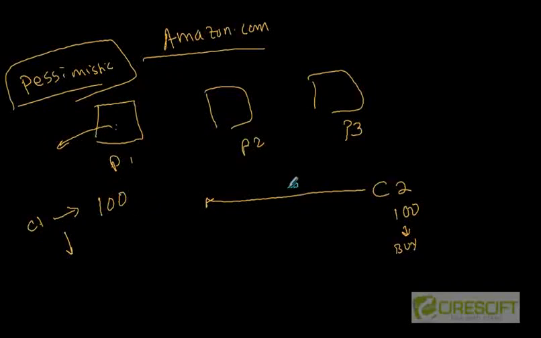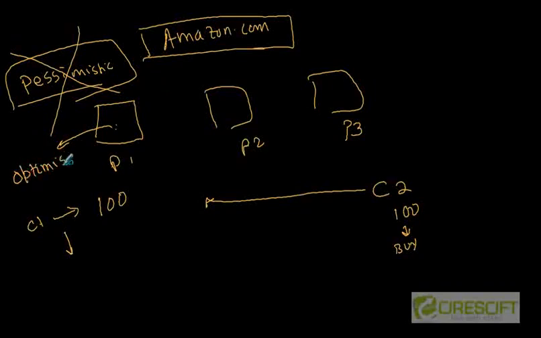So in that case, customer C2 probably waits, and if the wait time is so high, then he or she may go away and not decide to buy, thinking, I can't wait so long to buy. That means Amazon.com is going to lose a transaction. Therefore, pessimistic locking is not the way to go on this kind of site. What you do is optimistic locking.